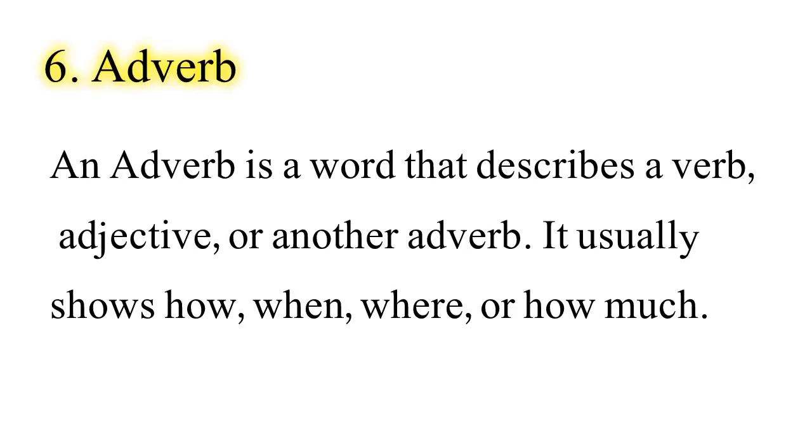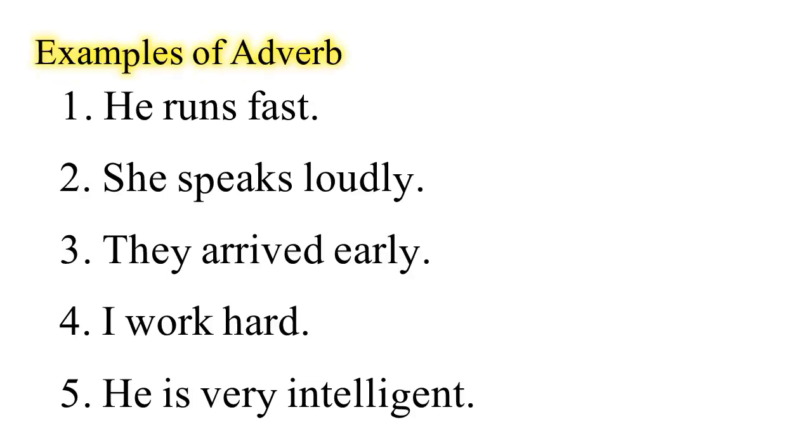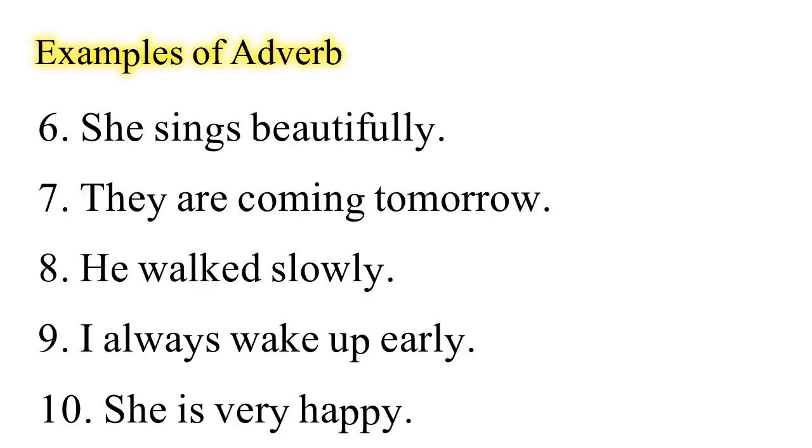6. Adverb. Definition: an adverb is a word that describes a verb, adjective, or another adverb. It usually shows how, when, where, or how much. Formula: verb plus adverb. Examples: 1. He runs fast. 2. She speaks loudly. 3. They arrived early. 4. I work hard. 5. He is very intelligent. 6. She sings beautifully. 7. They are coming tomorrow. 8. He walks slowly. 9. I always wake up early. 10. She is very happy.